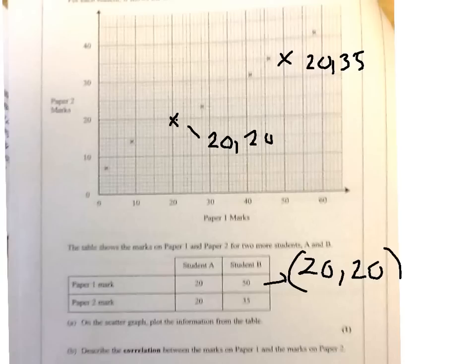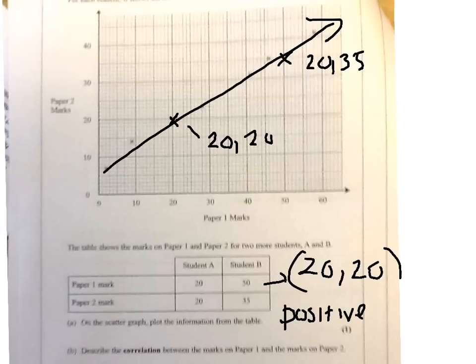Okay, now with that the next bit we can do is describe it. It actually asks us to describe the correlation. Well, the correlation is going that way, so it's positive correlation. We'll squeeze that all in.